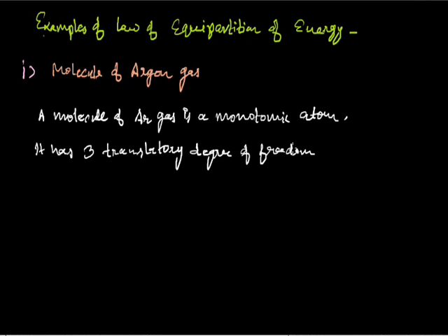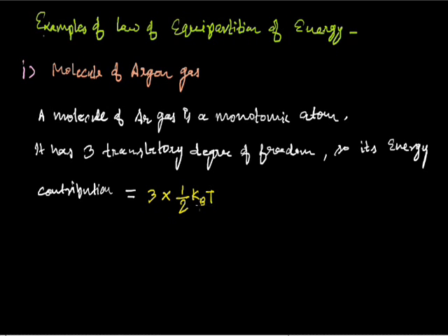So its energy contribution will be equal to 3 multiplied by half kBT, where T is the temperature of the gas molecule and kB the Boltzmann constant. That we can write as 3 by 2 kBT.